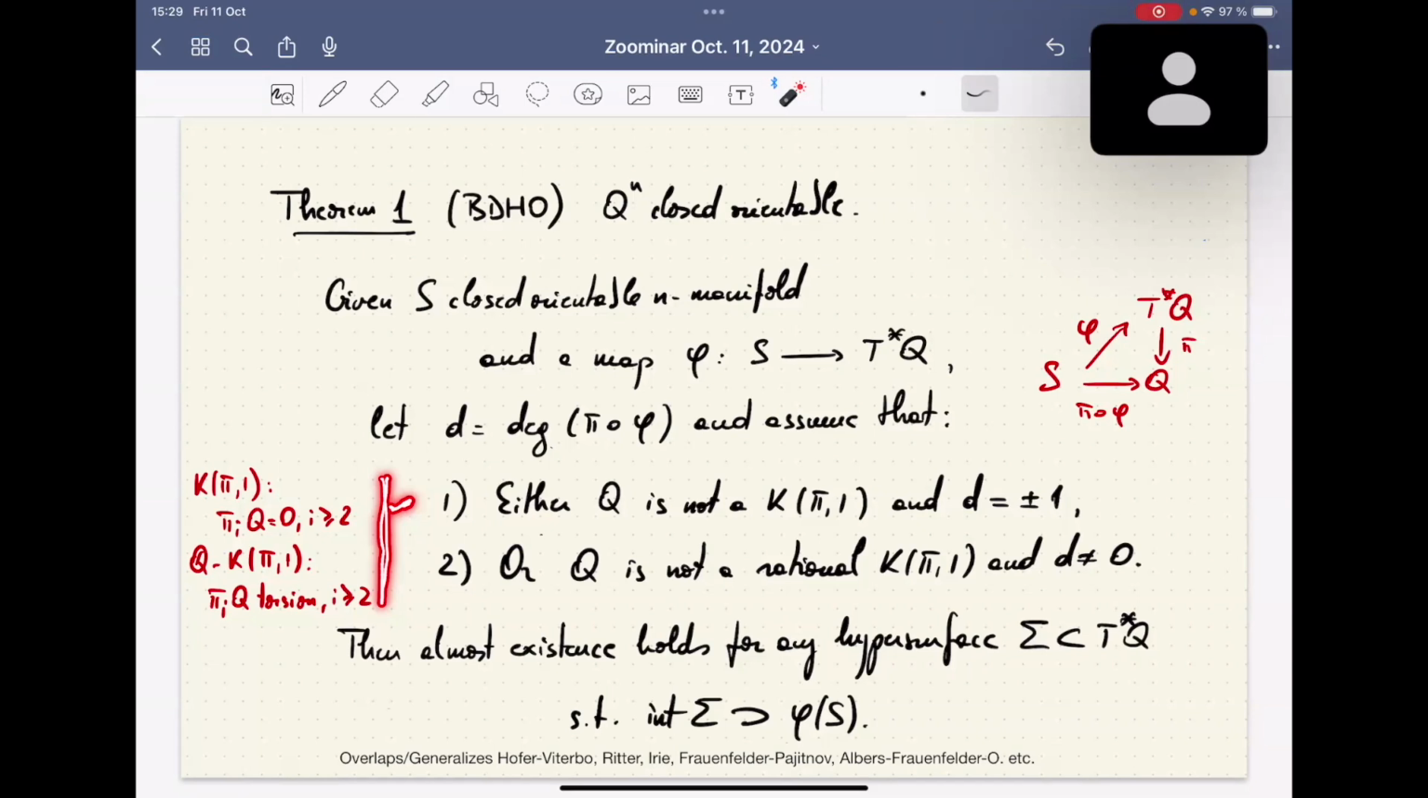Not being a rational K(π,1) means the contrary. So one situation to which such a theorem applies is, for example, if S is an embedded closed exact Lagrangian submanifold. We know that the projection is a homotopy equivalence. It has degree 1. And so any hypersurface that's going to enclose one such is going to carry closed characteristics.